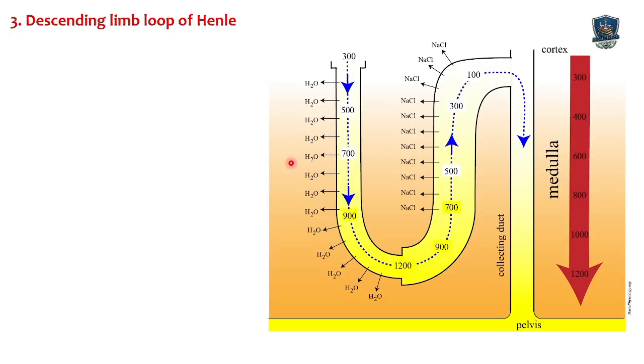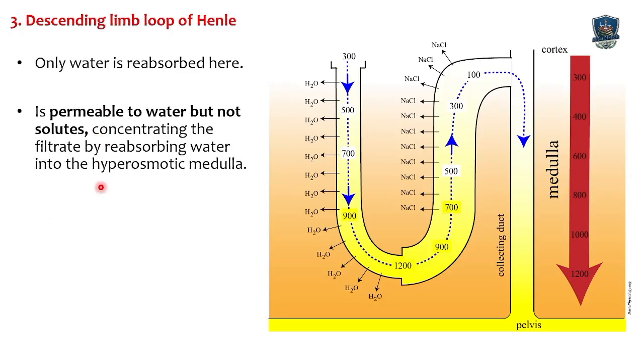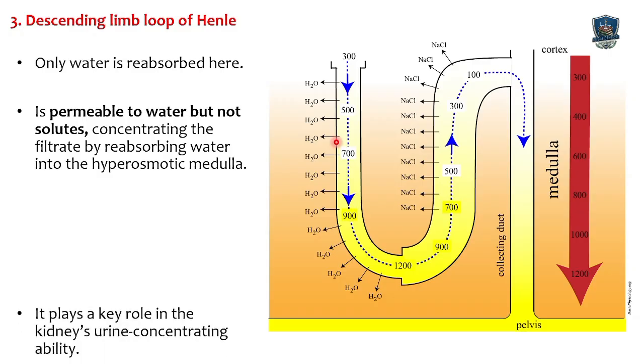So there will be an osmotic gradient, and water will move from a lowly concentrated area in the filtrate to a highly concentrated area in the medulla. What happens is the reabsorption of water molecules. That's what happens in the descending limb. Only water is reabsorbed here, because this section is permeable to water but not to solute. So we don't have solute reabsorption here.